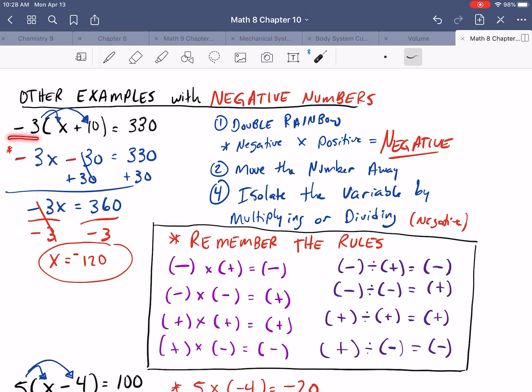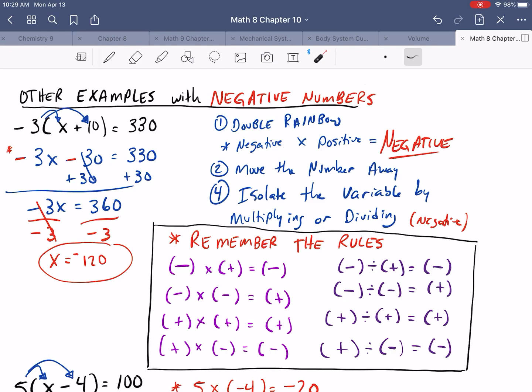What happens if there's a negative number outside of the brackets? Well, that means that you double rainbow, you multiply that negative to both pieces inside of the brackets. So this one, negative 3 times x, happens to be negative 3x, because a negative times a positive is a negative. Here, negative 3 times positive 10, just know that this positive belongs to that 10. So negative 3 times positive 10 is negative 30. So right down here, we have negative 3x minus 30 equals 330.